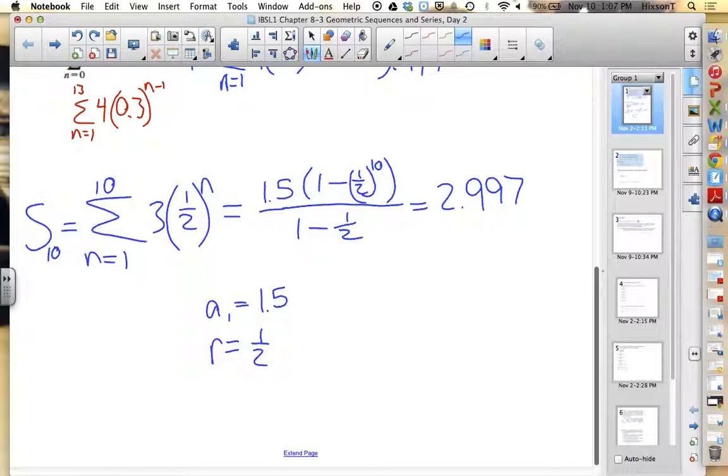Alright, so is everyone with us on the finite geometric series? Everyone understand? Okay. Is anyone not getting the 2.997? Alright, good.